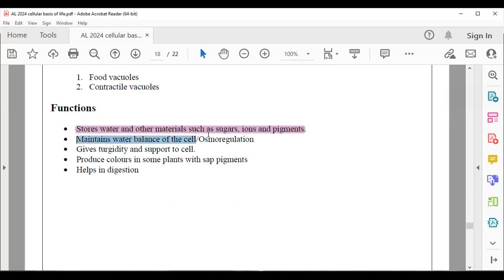What is the second function? Maintains water balance of the cell. Osmoregulation. Now, if you take a normal man's life, when he earns money more than what he wants, what he will do?